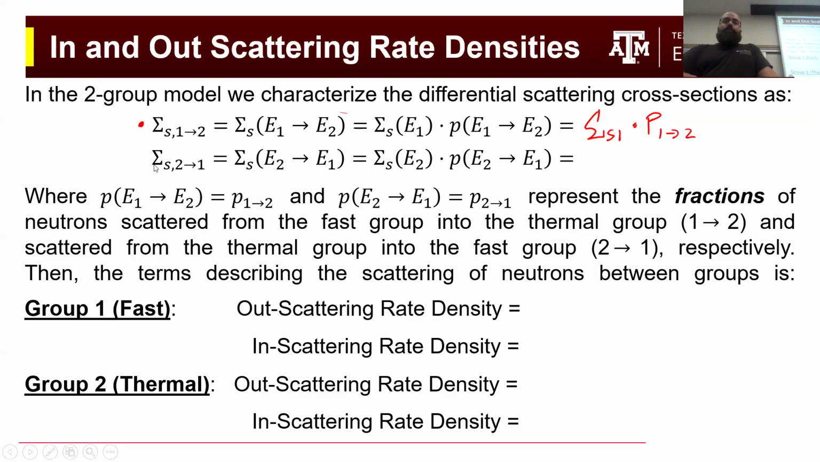We could do a very similar thing with our group 2 result, in that this is talking about scattering reactions that go from group 2 into group 1. It's always going to look like some scattering cross section at the incident energy, which in this case, if I'm going from 2 to 1, is a sigma s for group 2, multiplied by some probability density function or some fraction that says this is how I go from energy 2 to energy 1.